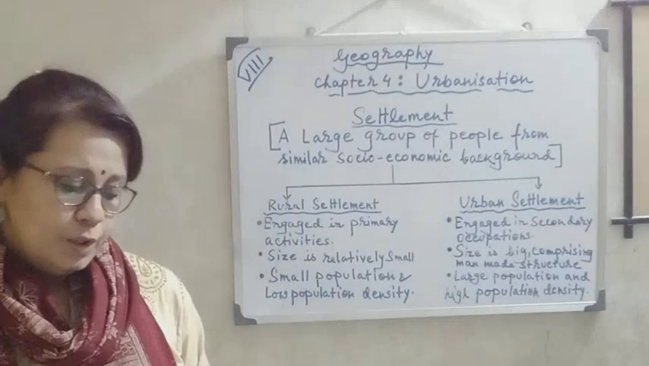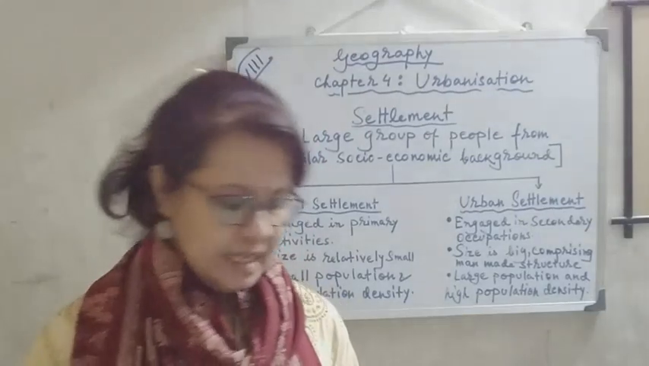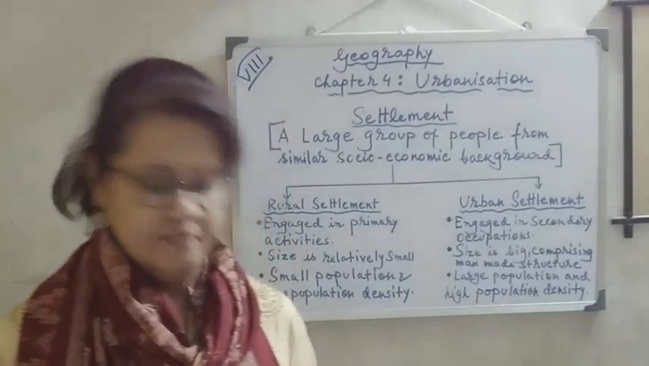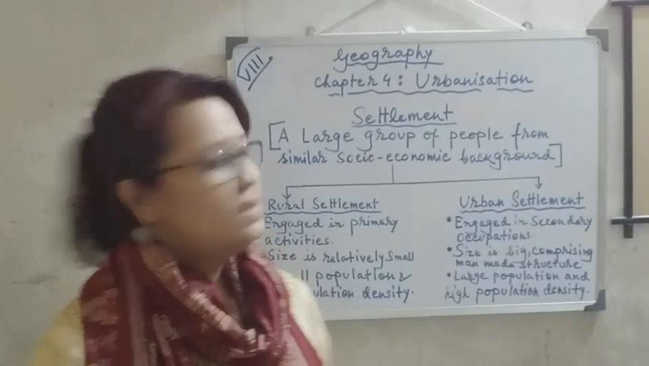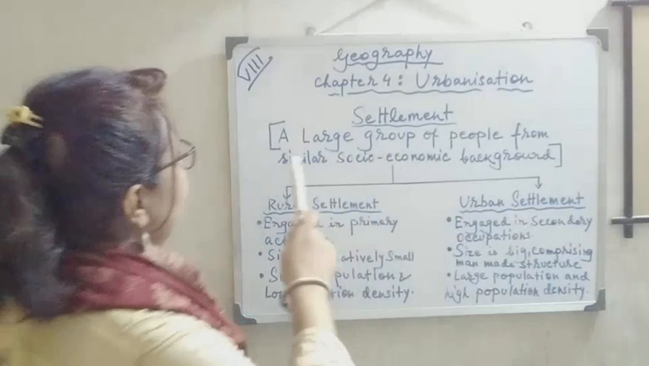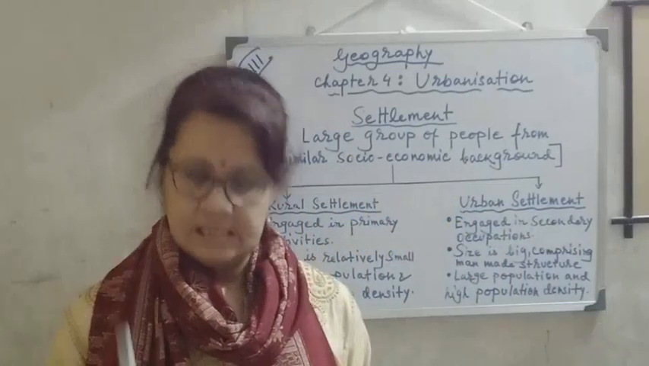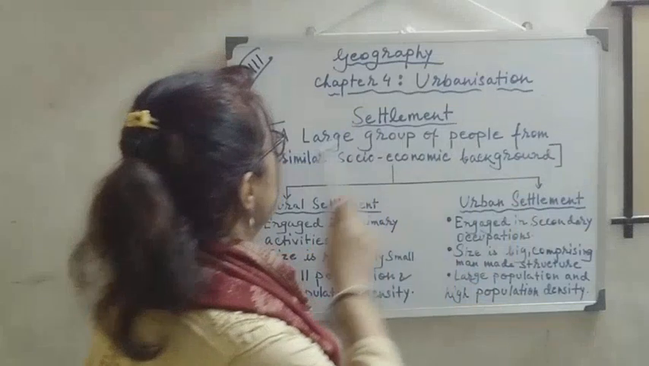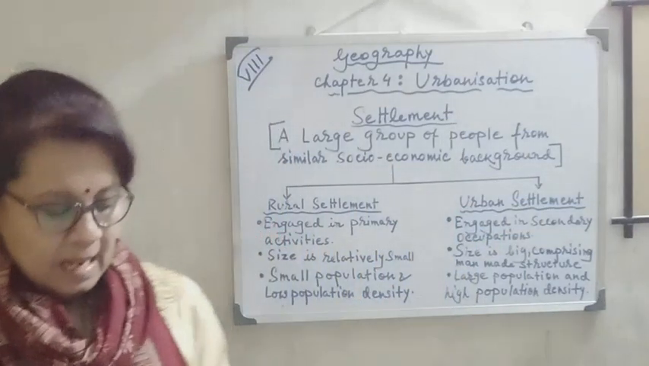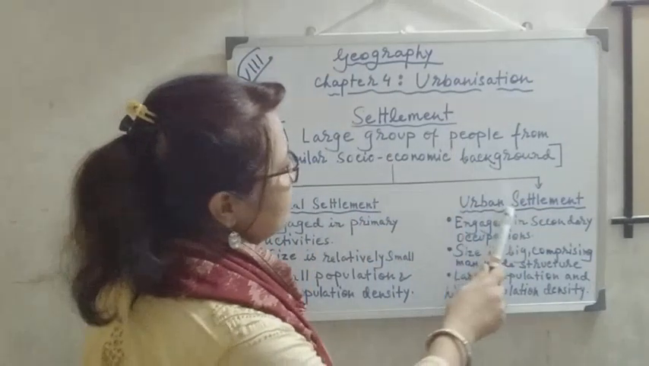Actually, a large group of people living together in geographical proximity to each other, enjoying almost similar socio-economic benefits, forms a settlement. So, in simple words, a large group of people from a similar socio-economic background forms a settlement. And there are two types of settlements in geography: rural settlement and urban settlement.